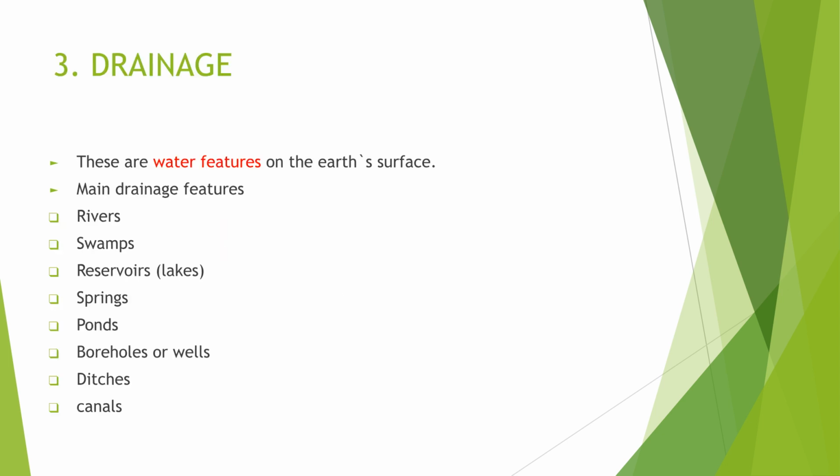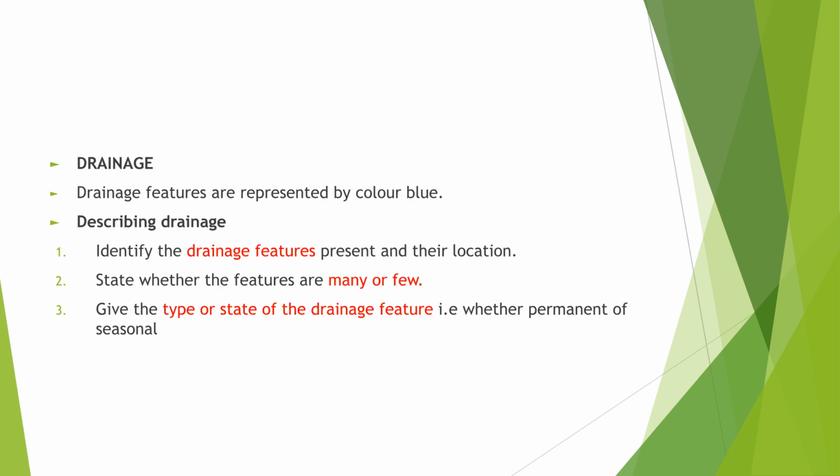Our third topic is drainage, which refers to water features on the Earth's surface. Main drainage features include rivers, swamps, reservoirs or lakes, springs, ponds, boreholes or wells, ditches, and canals. Drainage features are usually represented by the color blue. When describing drainage, identify the features and their location. State whether they are many or few, and indicate their type or state, such as whether they are permanent or seasonal.